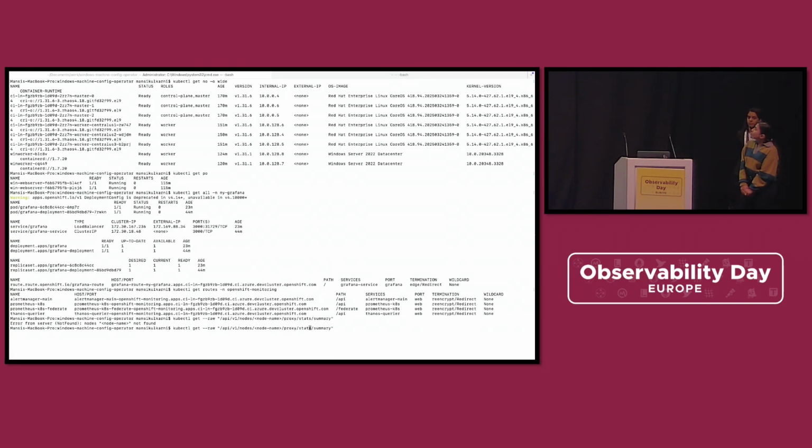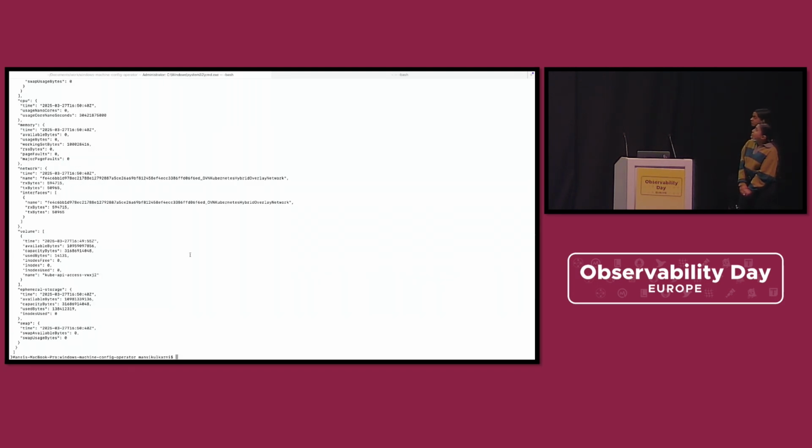And now we are going to use the summary stats API. The support for this was also added for Windows nodes, so you can take a look at what metrics are created with this API, and you can see everything in one place.